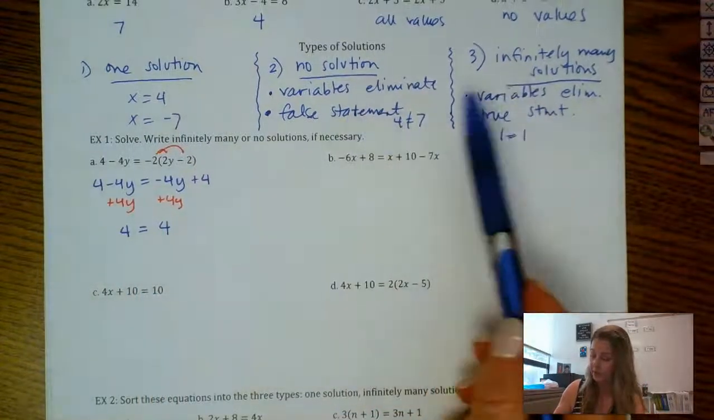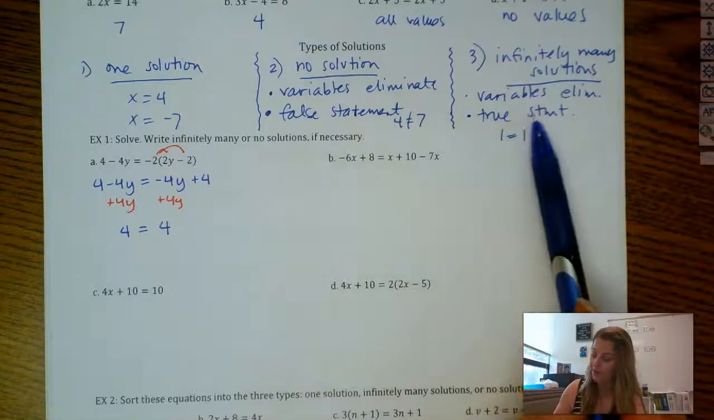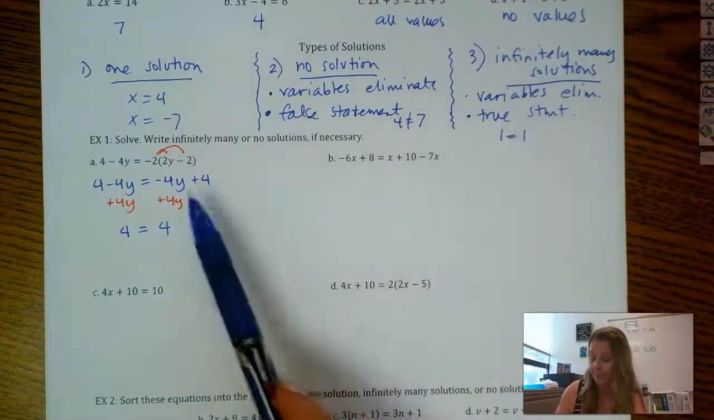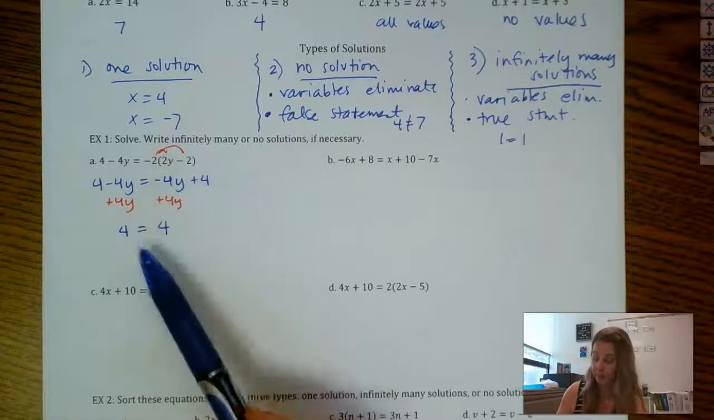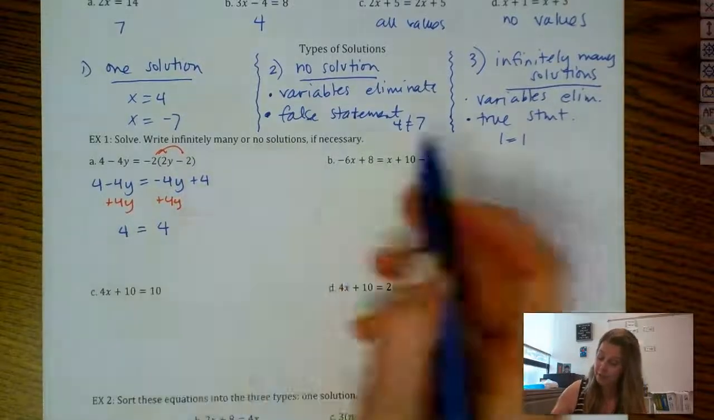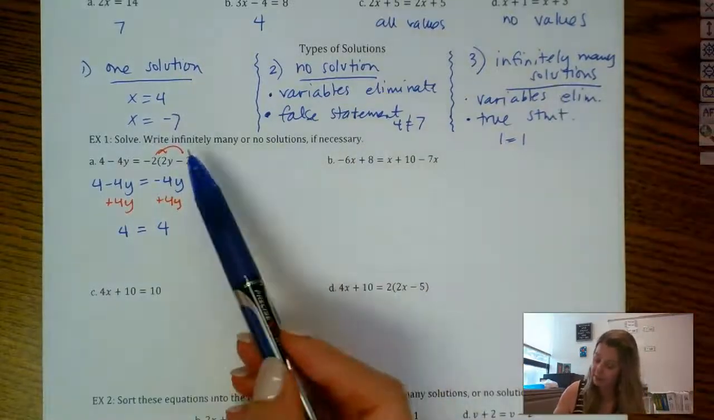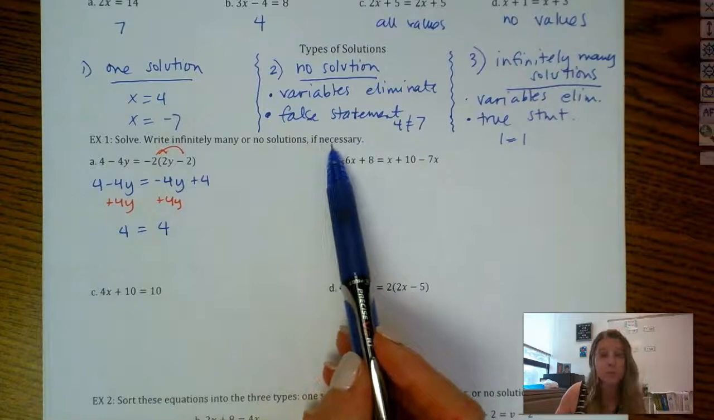So I don't have one solution. I have one of these two here. 4 is equal to 4, that's true. So this is infinitely many solutions. It doesn't matter what I plug in place of y, I'm always going to end here. So I need to write this phrase out. It says here, write infinitely many or no solutions if necessary.